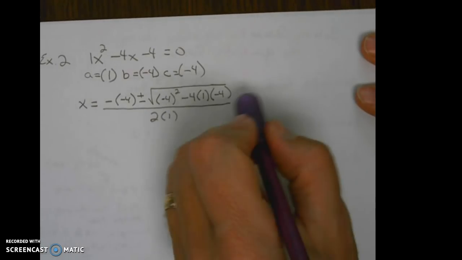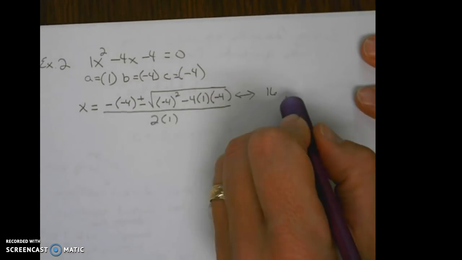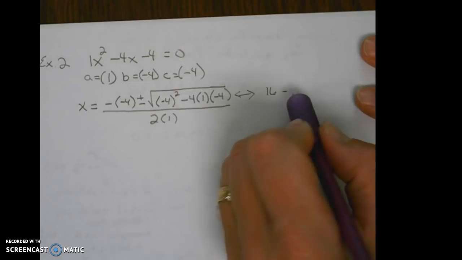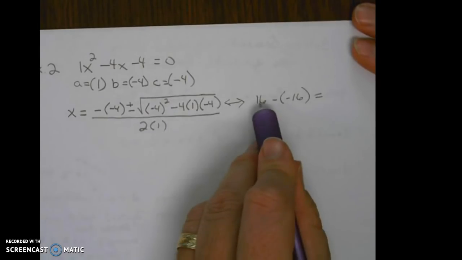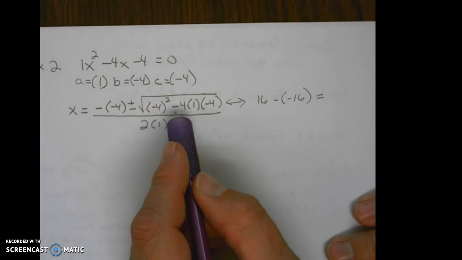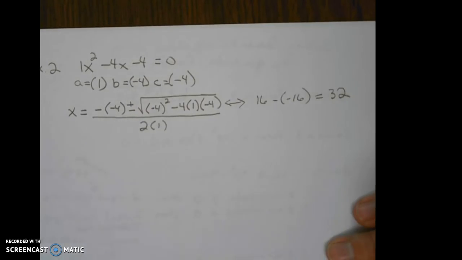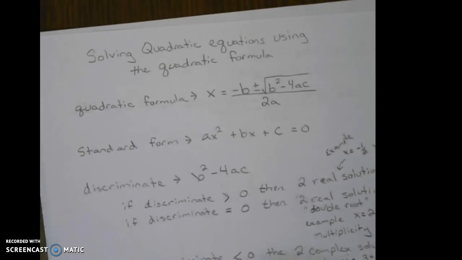First thing we're going to do is the discriminant. So negative 4 squared is 16, minus 4 times 1 is 4, 4 times negative 4 is negative 16. So our discriminant in this case is going to turn out to be 16 plus 16, which is 32. So we're going to have 32 as our discriminant. Looking back at our rules, it's greater than 0, so we have two real solutions, two distinct solutions.